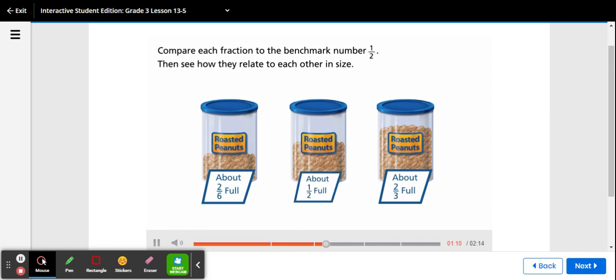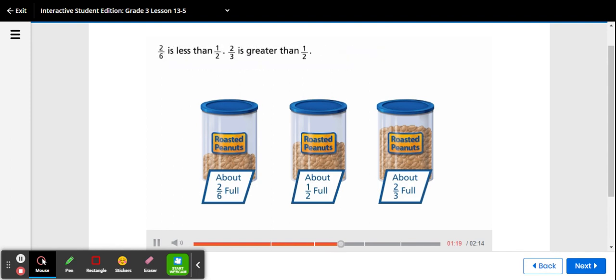Compare each fraction to the benchmark number 1/2. Then, see how they relate to each other in size. 2/6 is less than 1/2. 2/3 is greater than 1/2.